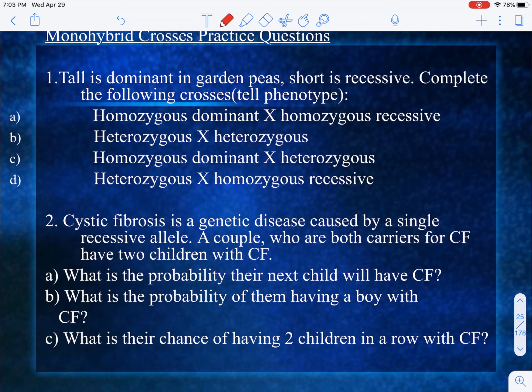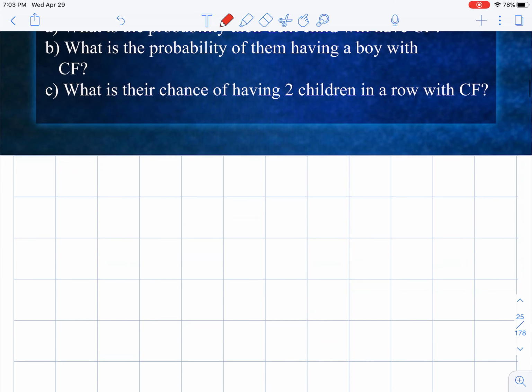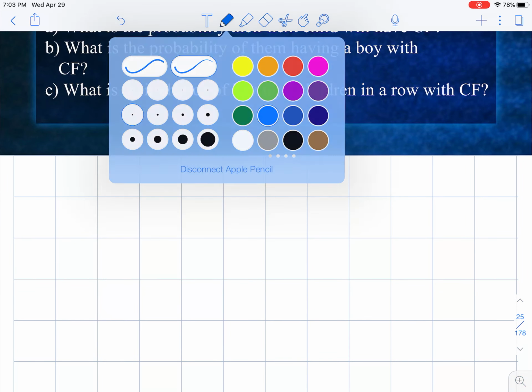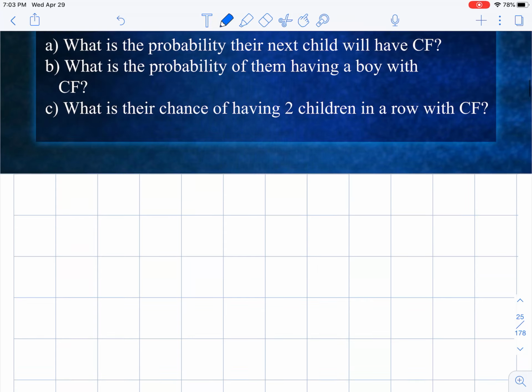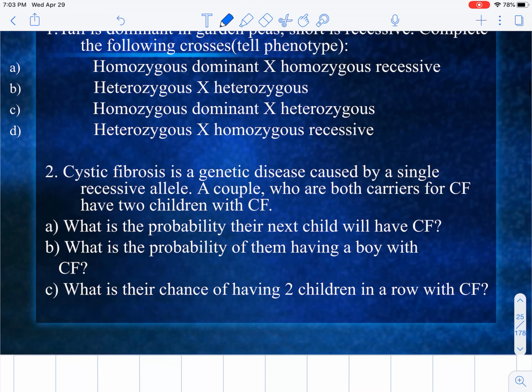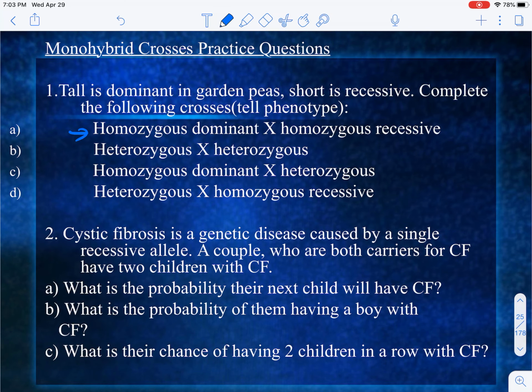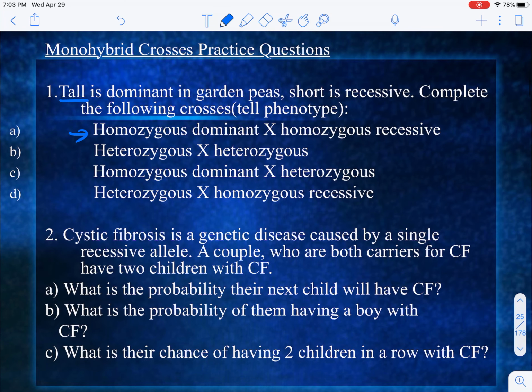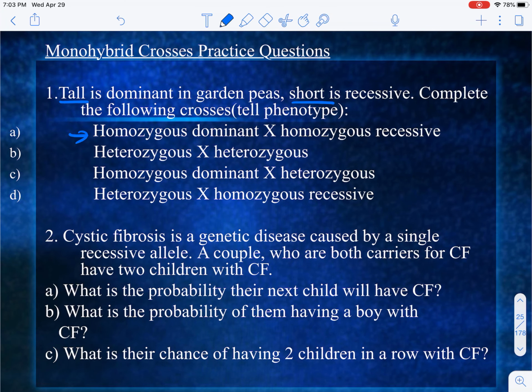Okay, for monohybrid practice today, I'm going to work through these questions with you so that you're prepared to do the following assignments successfully by yourself. And for the first one, you just have to look at what they're asking you here. Homozygous dominant, I'll do this one first, times homozygous recessive. And we're looking at tall and short.